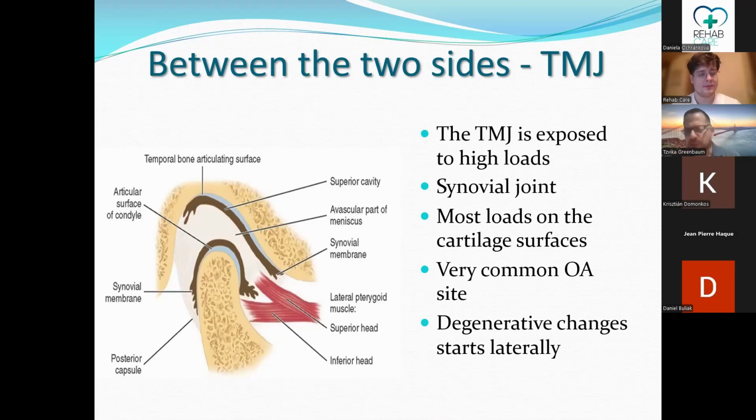It's a synovial joint, so it's full of synovial fluid, which is protected and surrounded inside the capsule. And most of the loads are being carried on the cartilage surfaces. And I would say it's a little bit similar to the meniscus of the knee, more than the intervertebral disc, because it has no annulus and nucleus pulposus and no bulges there, but rather a very solid and flexible structure that protects the articular joints.